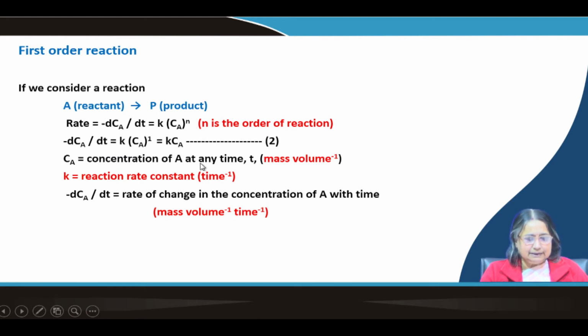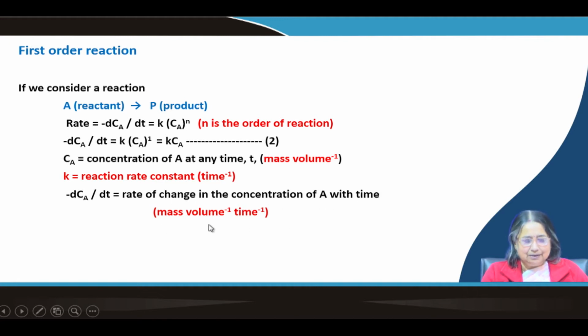In this case you have to remember one thing: what is Ca? Ca is the concentration of A at any time t. You have to remember this for any numericals or kinetic analysis you want to do. And dCA by dt is the rate of change of concentration of A with time.